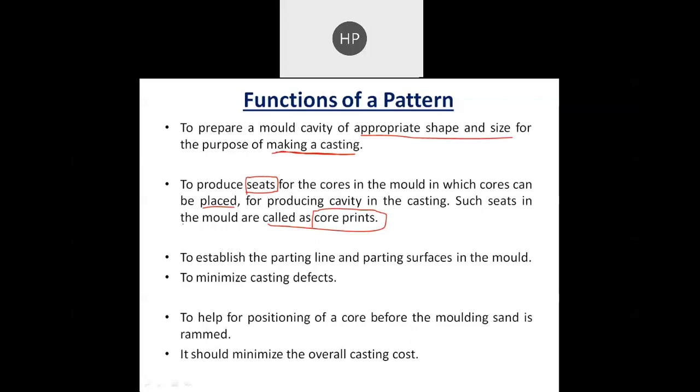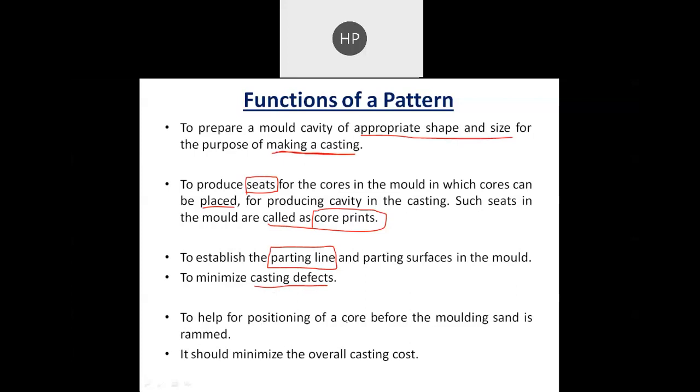Then, to establish the pattern parting line and parting surface in the mold. There are certain parting lines that we will discuss, but generally we use two halves of the mold, and when the two halves of the mold are joined we have a parting line. So to establish the parting line this pattern is important, and to minimize casting defects we have to make the pattern in such a way that the casting defects can be minimized.